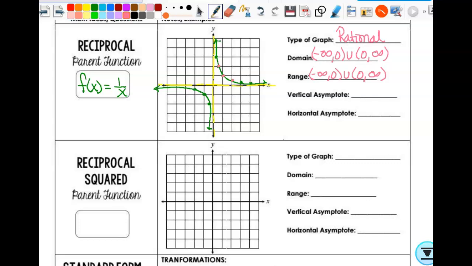Anytime you're asked for an asymptote, they are lines. You write them as equations of lines. So I can't just put a number there. So this is my vertical asymptote. Is this an x equals or a y equals line? X equals. Vertical is, bless you, x equals 0. My horizontal asymptote is y equals 0.